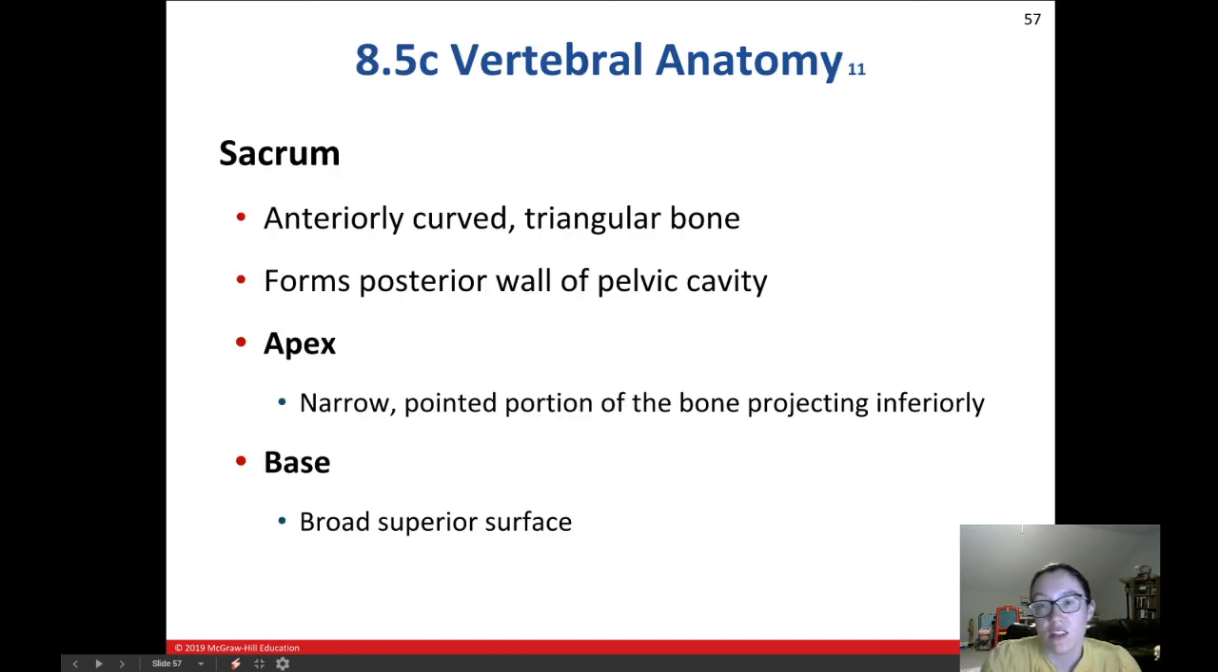The sacrum is going to be important in helping form the pelvis. It's the back part of the pelvis. It articulates with the ilium at the sacroiliac joint.